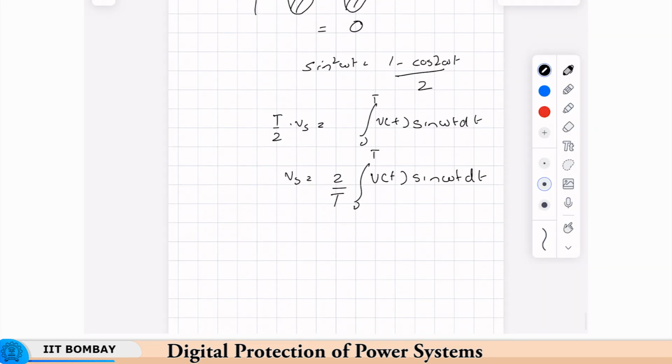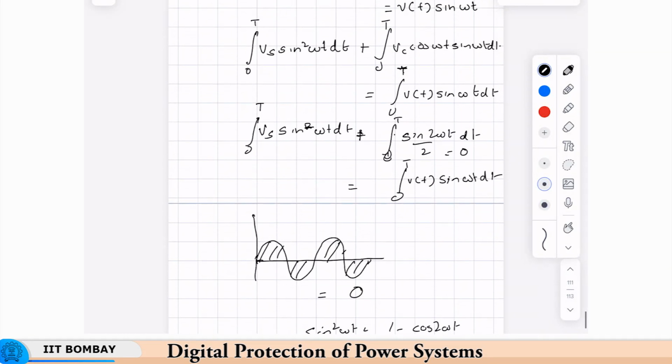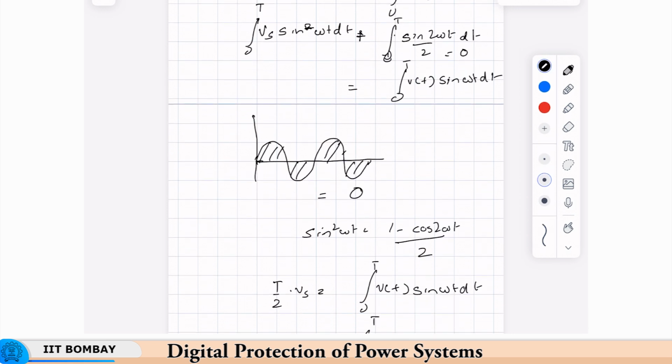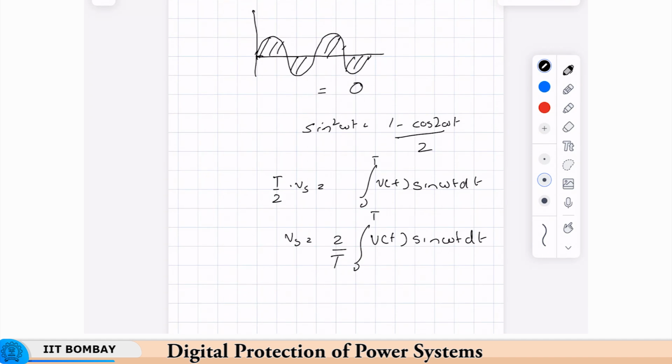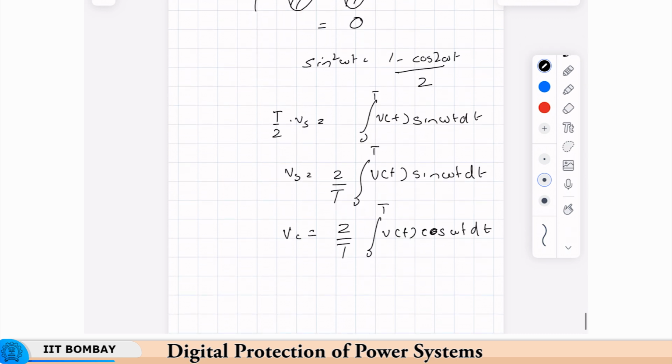Similarly, if you want to estimate Vc, then you multiply by cosine, then the term will become sin omega t cos omega t, and that will go. The second term is cos square omega t, which is 1 plus cos 2 omega t by 2. That will similarly give you a result of Vc is equal to 2 by T times the integral from 0 to T of Vt cos omega t dt. For those who are familiar, this is your orthogonal projection of your signal on sin omega t and cos omega t, similar to your Fourier algorithms.